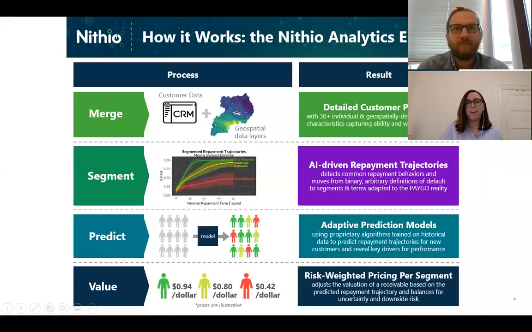Talk a little bit about kind of Nithyo's secret sauce, or how we approach the perspective of alternative data. So we work with companies that are primarily kind of digital first. So they already have digitized sources of data based on their consumer transactions.